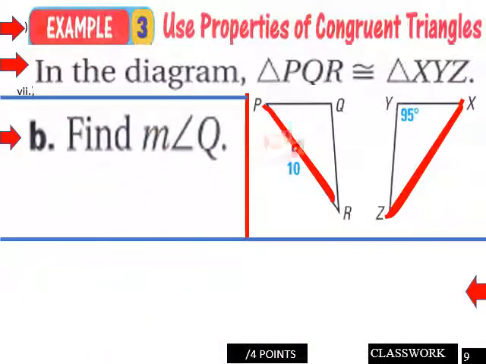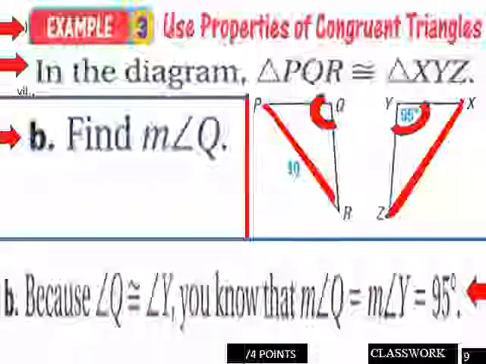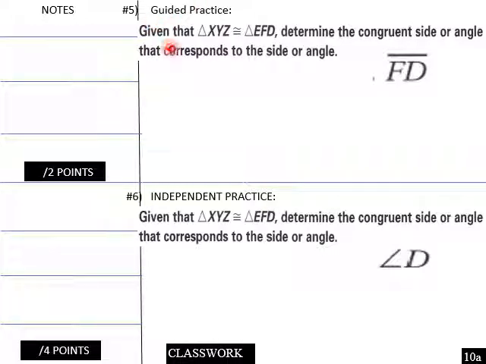Find the measure of angle Q, this angle here. We know Y is 95, right? Y is 95. Angle Q equals angle Y. Angle Q, angle Y. Okay, so our next guided practice here.